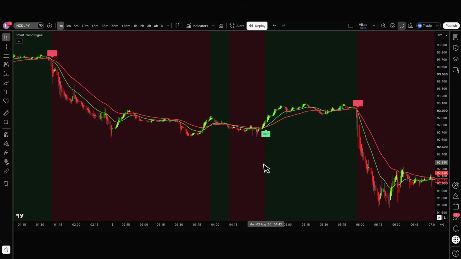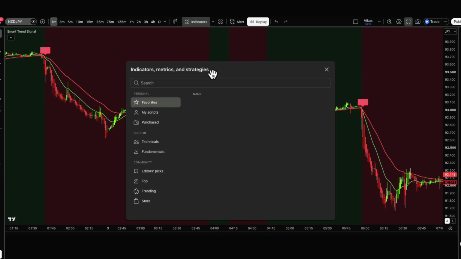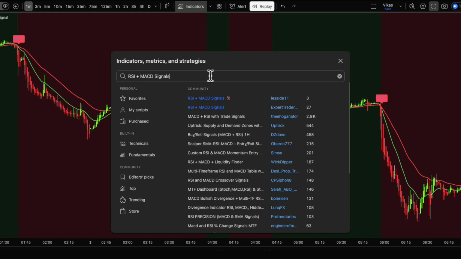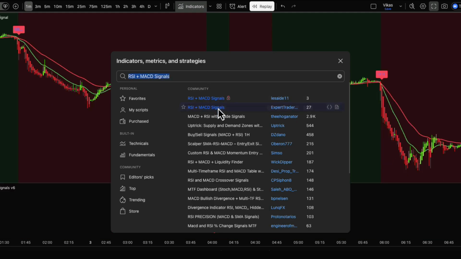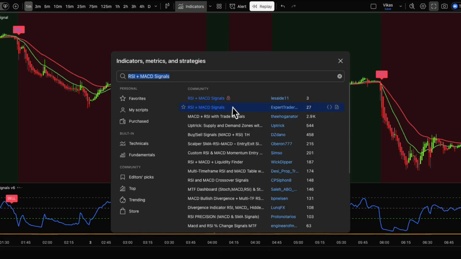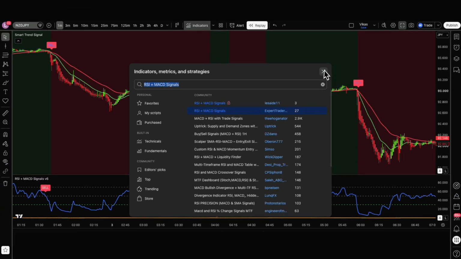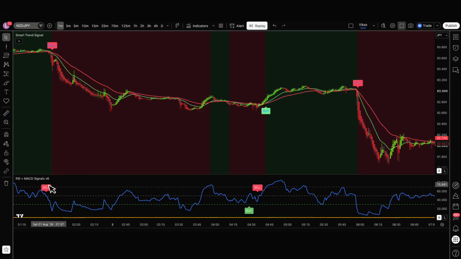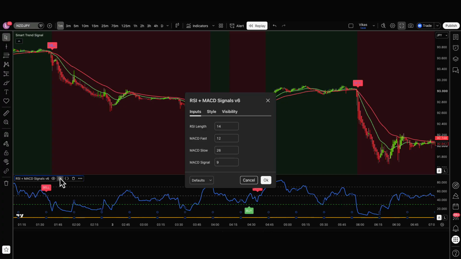Now we'll add one more indicator to make this strategy more powerful. Let's go to the indicator search, type RSI plus MACD signals, and select this one called RSI plus MACD signals created by Lisaid 11. Now let's access the settings of this indicator so we can modify it to suit our strategy.